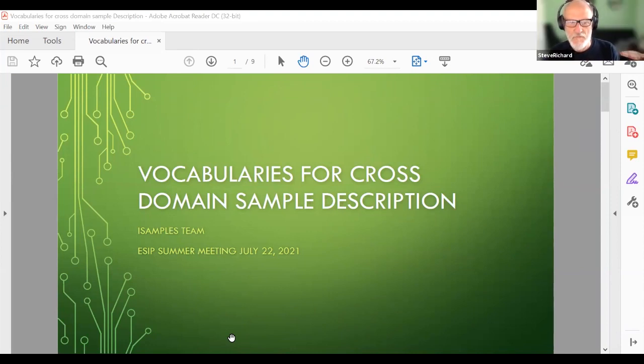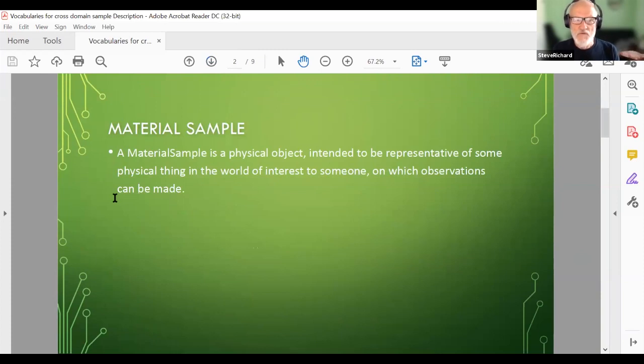So what I'll be talking about here is we've been working on developing a metadata model. If we could switch to the next slide here. First of all, the definition of material sample or physical sample that we've been working from, that I've been focused on, is based on the SSN kind of thinking, where the material sample is a physical object. And the reason it's a sample is because it's intended to be representative of something in the world that we're interested in, and we want to make observations and measurements about. So this is the basic idea.